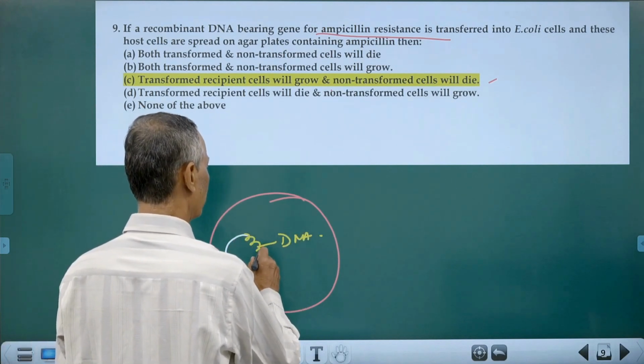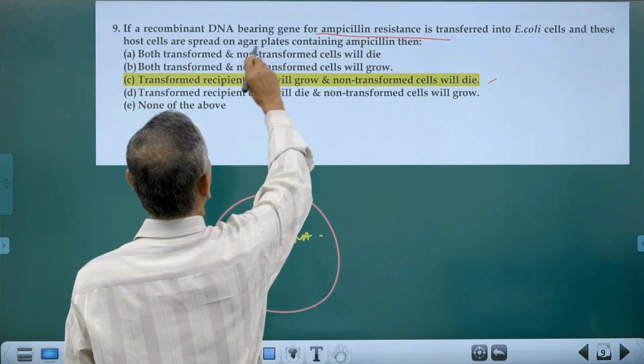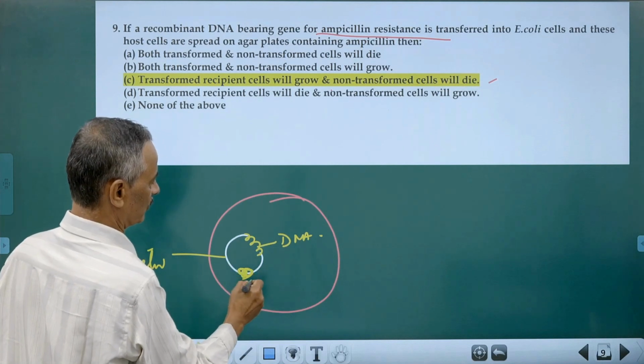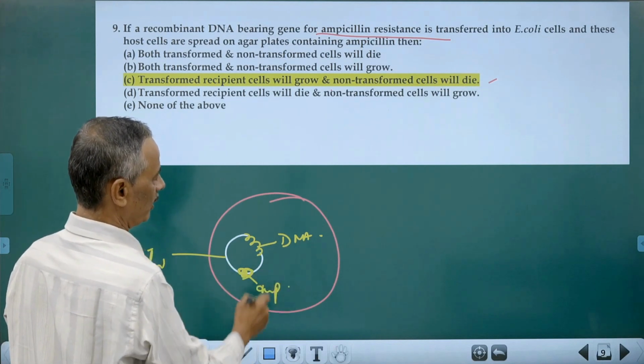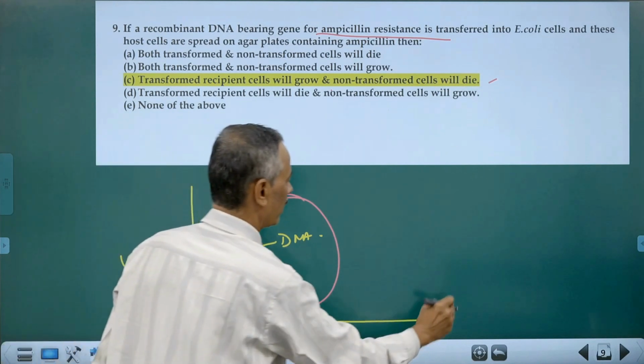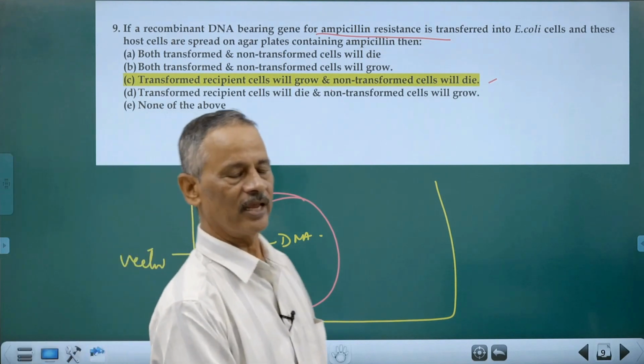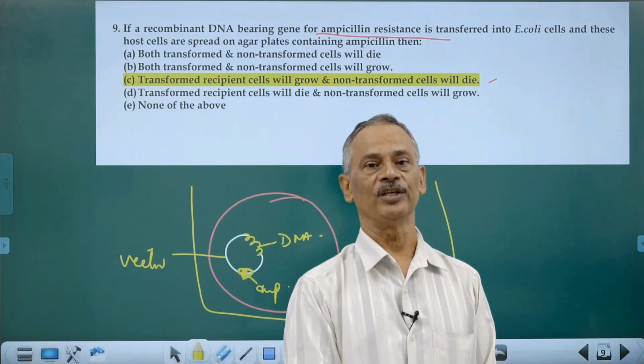This recombinant transformant has the ampicillin resistance. Okay. So it can grow in a culture medium that contains ampicillin. So it will be growing. Whereas those which have not taken that recombinant DNA will not have the ability.